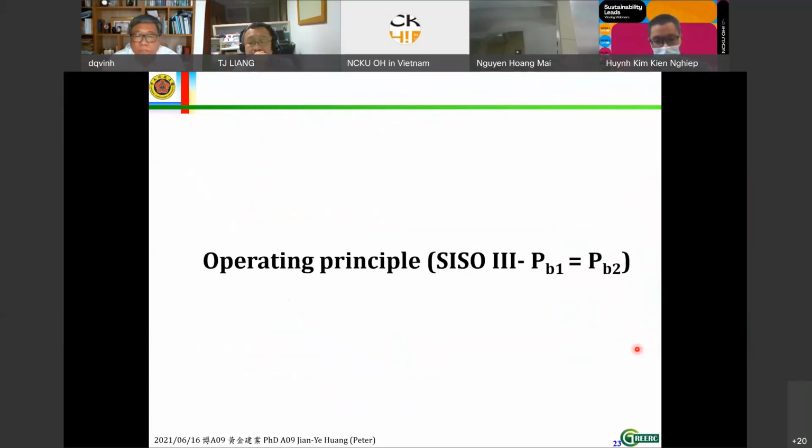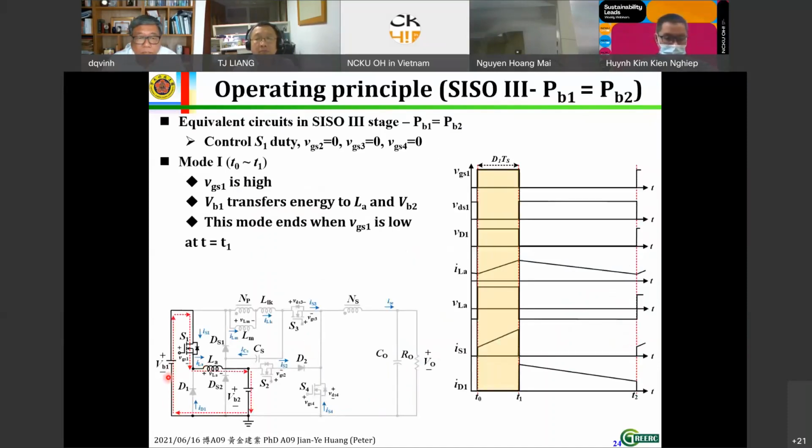The next operating mode is the SISO 3 mode, when the main power source will transfer energy to the battery. This mode usually happens at very light load conditions. It is also operating like a traditional buck converter. So when VGS1 is high, energy from VB1, the main source, will transfer to the battery. This mode ends when VGS1 is low at T equal to T1.